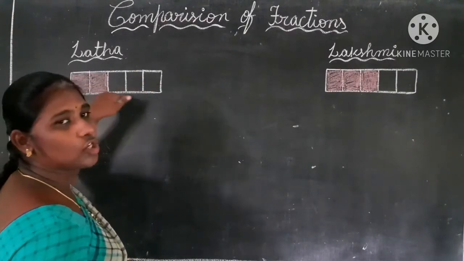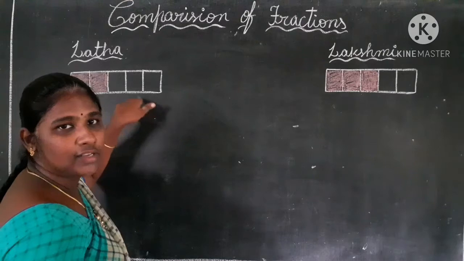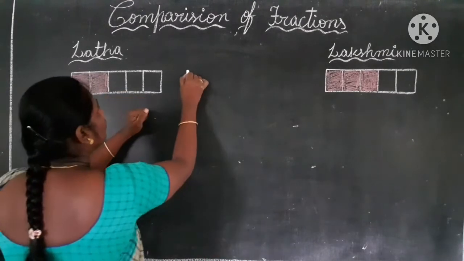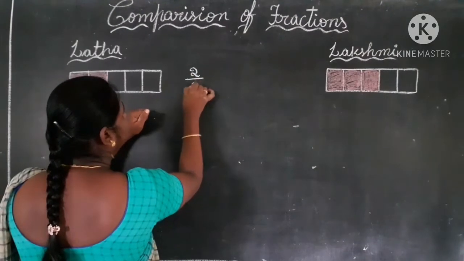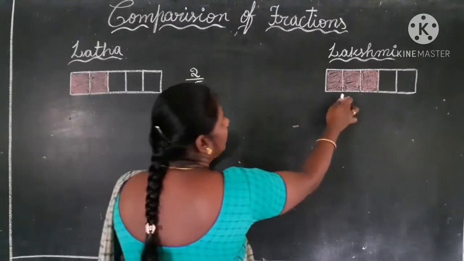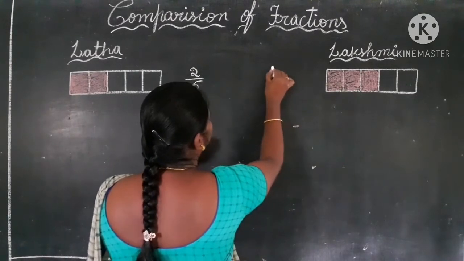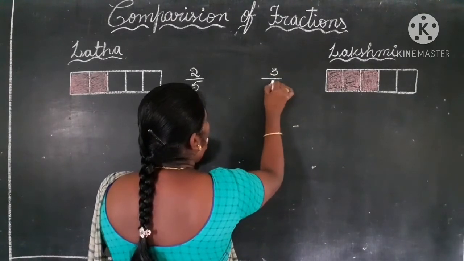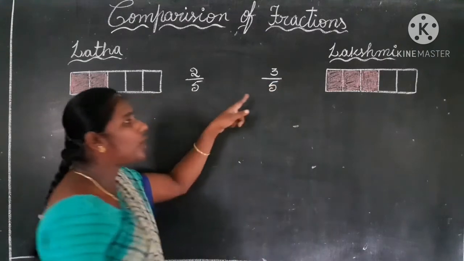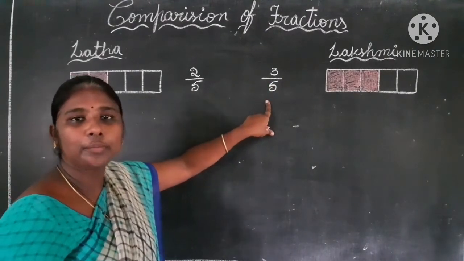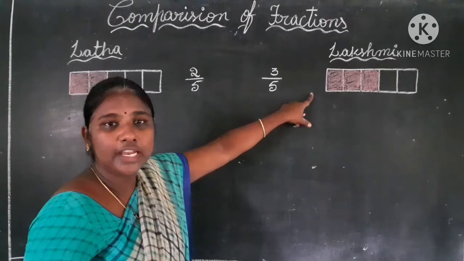In total she divided the chocolate into 5 parts. In that she ate 2 parts, so 2 by 5. In total she divided into 5 parts and she ate 3 parts, so 3 by 5. Now who ate more parts? Lakshmi ate more parts.